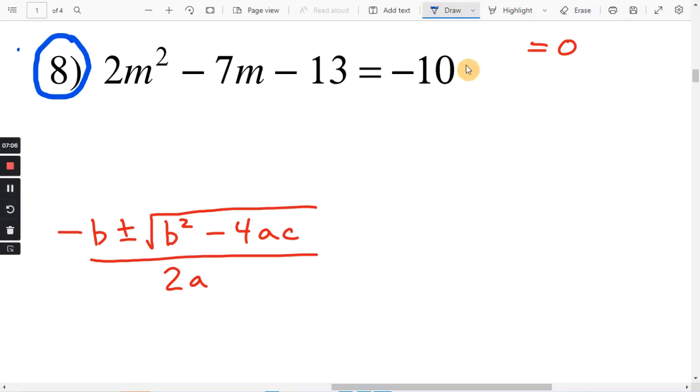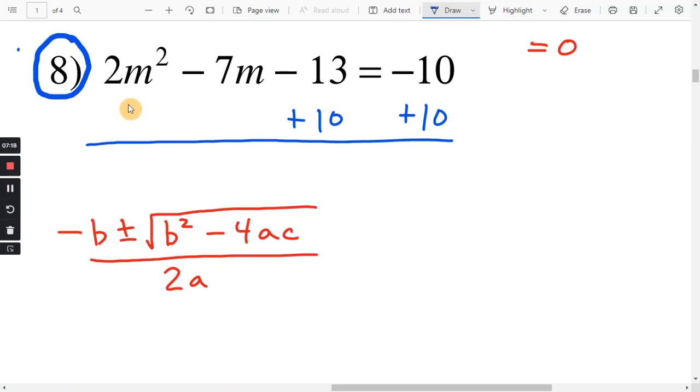Okay, first step, we want it equal to 0. Here we have a negative 10. The opposite of negative 10 is positive 10. So you want to do that to both sides. Bring down your 2m squared. Bring down your negative 7m. Negative 13 plus 10 is negative 3. And 10 minus 10 cancels. That just equals 0.